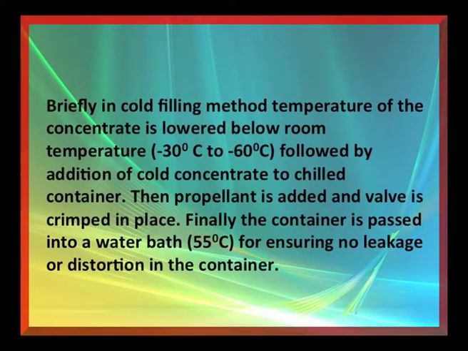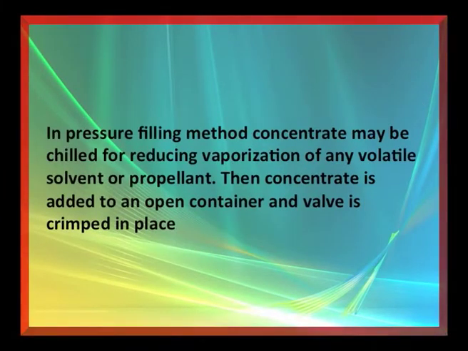Briefly, in the cold filling method, the temperature of the concentrate is lowered below room temperature, that is minus 30 degrees centigrade to minus 60 degrees centigrade, followed by addition of the cold concentrate to a chilled container. Then propellant is added and the valve is clamped in place. Finally, the container is passed into a water bath for ensuring no leakage or distortion in the container. While in the pressure filling method, the concentrate may be chilled for reducing vaporization of any volatile solvent or propellant. Then the concentrate is added to an open container and the valve is clamped in place. Further, propellant is added under pressure through the valve. Finally, the filled container is passed through the water bath.